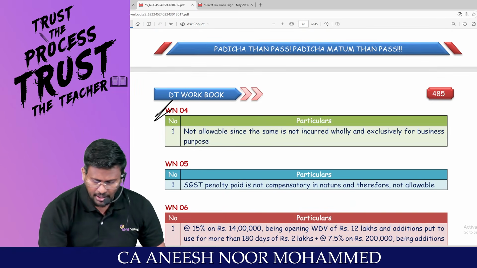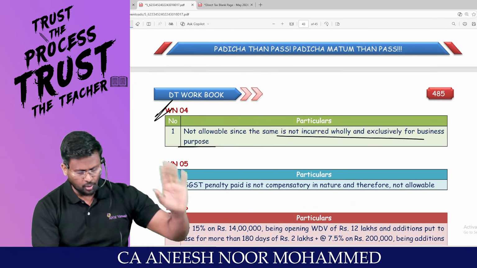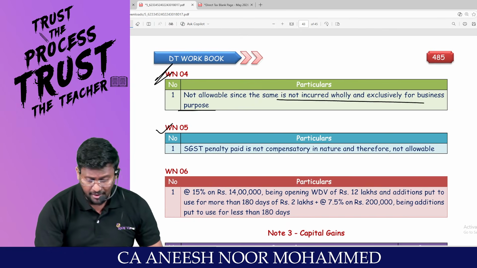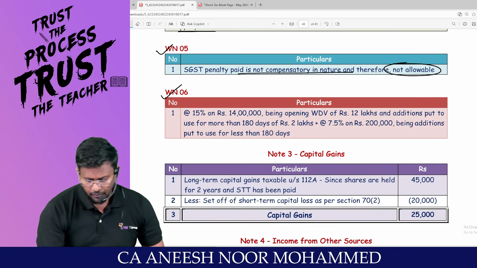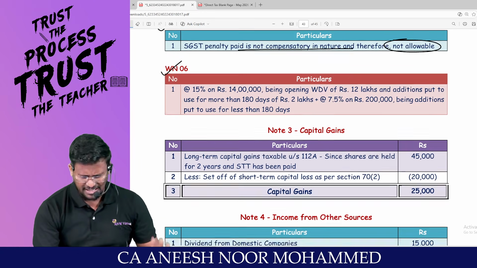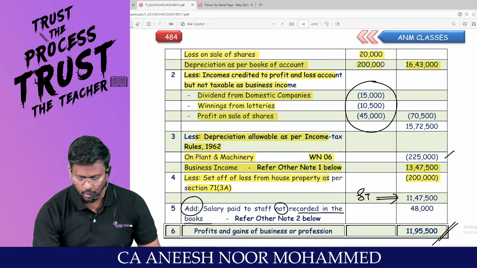Sir, here it is not allowable since the same is not incurred wholly and exclusively for business purpose. That's why note number 4 we have added back. SGST penalty is not compensatory in nature. Therefore, it is not allowable. We have calculated the depreciation. No problem at all. We also got the right answer for the depreciation. Capital gain, my dear lovable, that's it. That's it with regard to the PGBP.